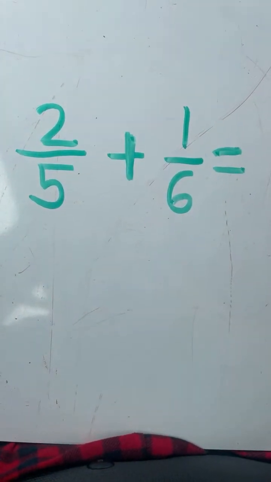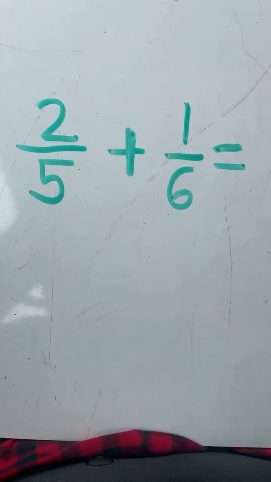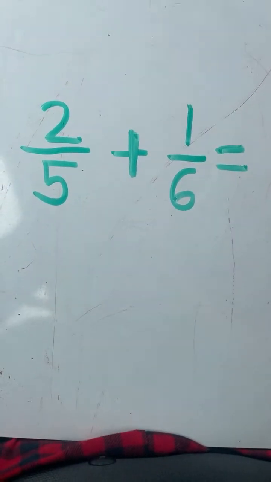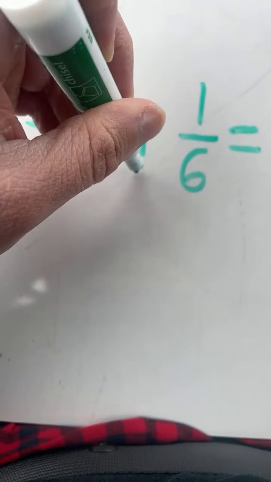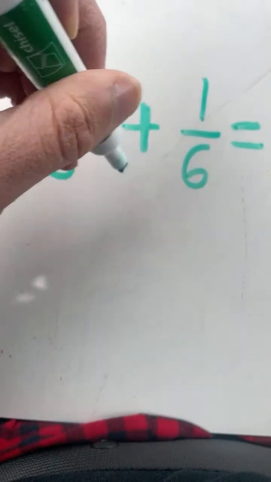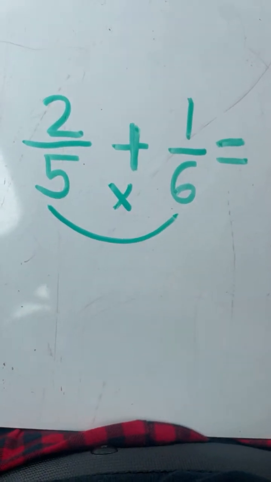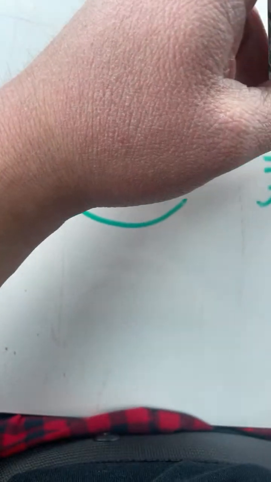The quickest way to find a common denominator is to multiply the two different denominators. So I am going to multiply 5 times 6. Five times 6 equals 30, so 30 is going to be our common denominator.